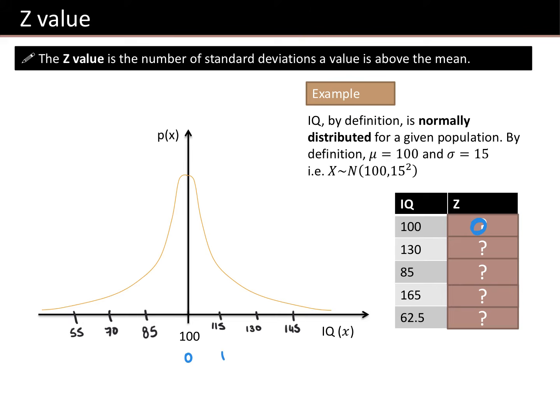And remember, when we looked at our normal distribution table, this was our standard deviations. So 130, how many standard deviations is this away from the mean? 2. Yeah, it's 2 above the mean. 85 minus 1. 165.